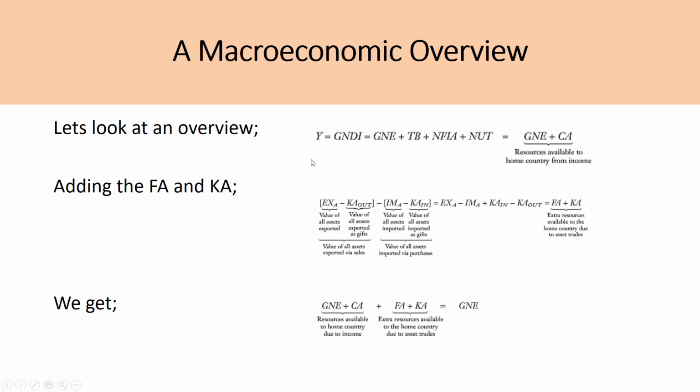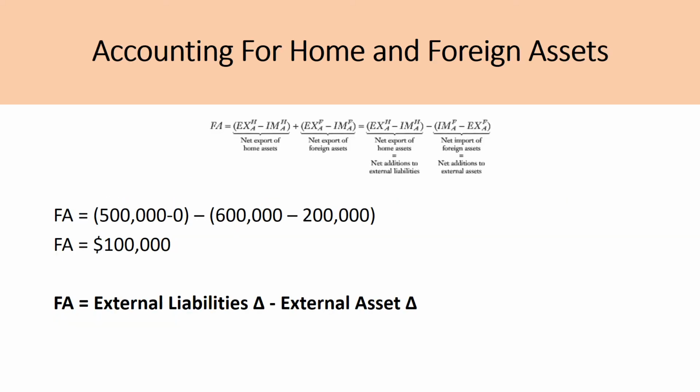But let's take a quick overview. So we have our gross national disposable income, Y, equals GNE plus TB plus NFI plus NUT, which is GNE plus CA. And so gross national disposable income equals GNE plus CA. For the financial account, we can add the financial account with the capital account and simply say that it is the value of all assets exported via sales minus the value of all assets imported by purchases. We can rearrange that and simply say that the financial account is the change in external liabilities minus the change in external assets.